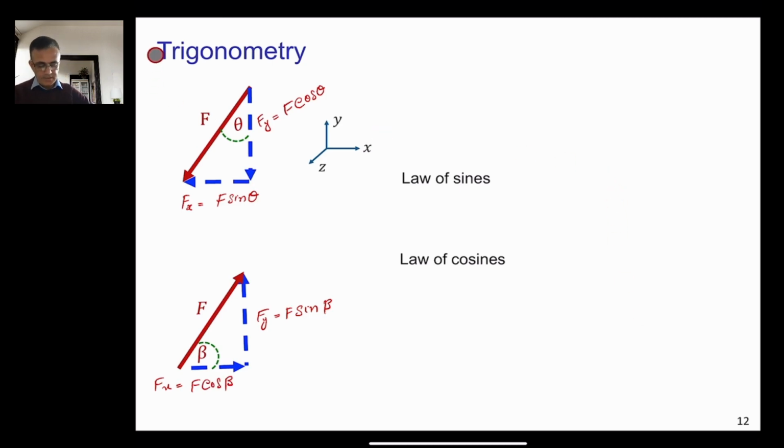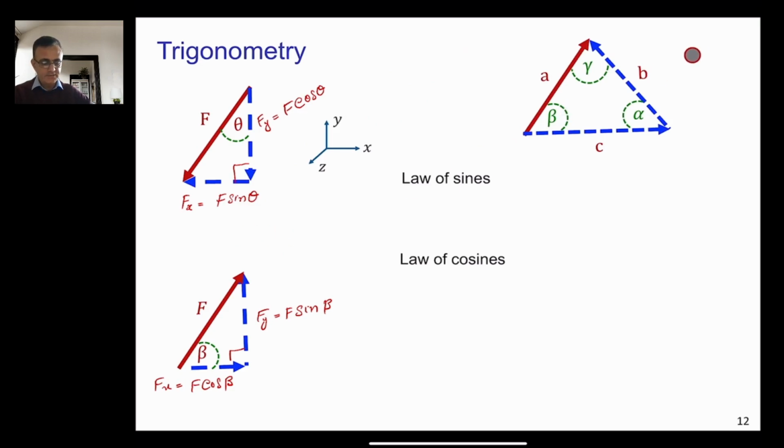Okay, but this F cos and F sine is only applicable when this triangle is a right angle triangle. So when this is not a right angle triangle, we cannot use these laws. Consider this figure here. In this case, we know that these three lines are not perpendicular to each other, and this is not a right angle triangle. So we cannot use these laws here. We will need to go to the law of sines and law of cosines.